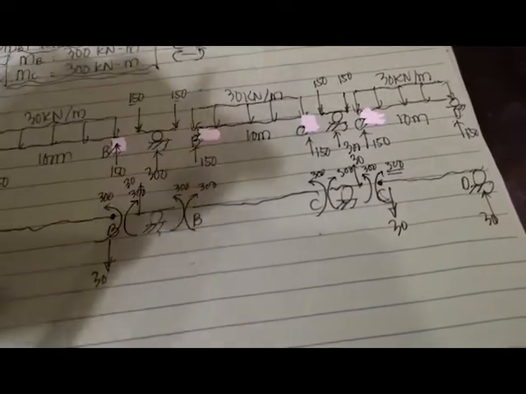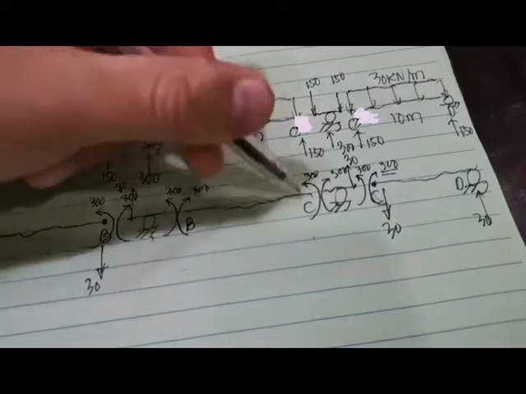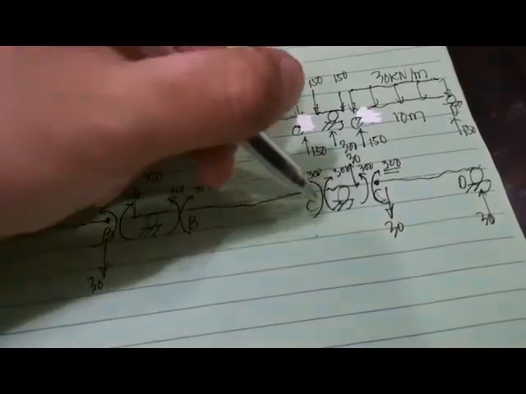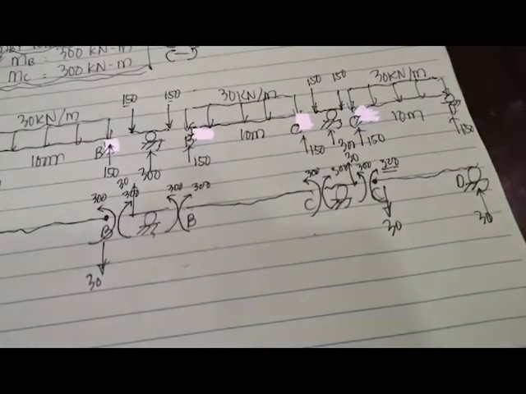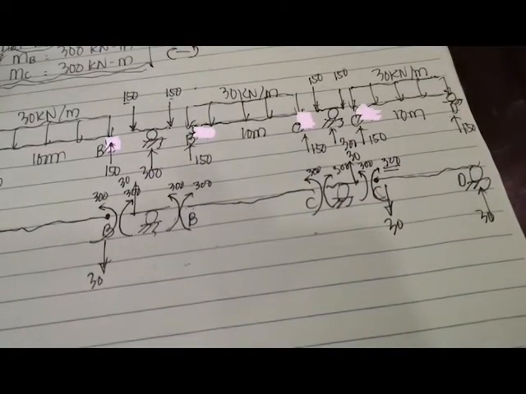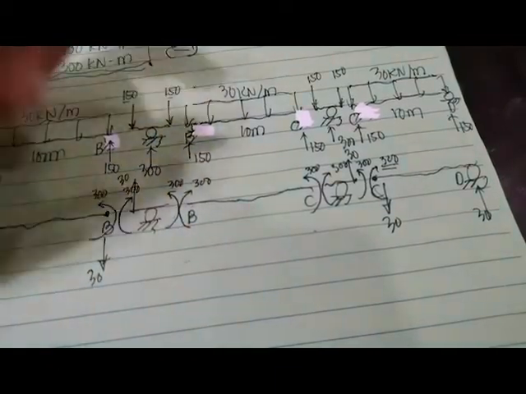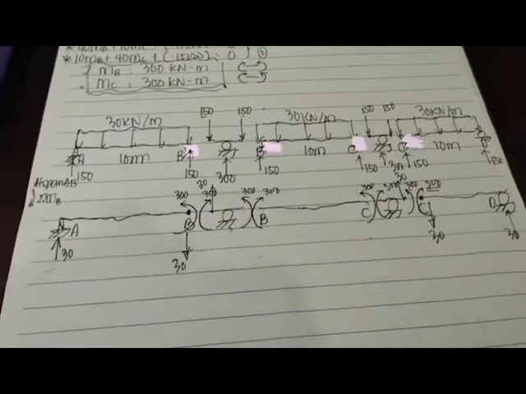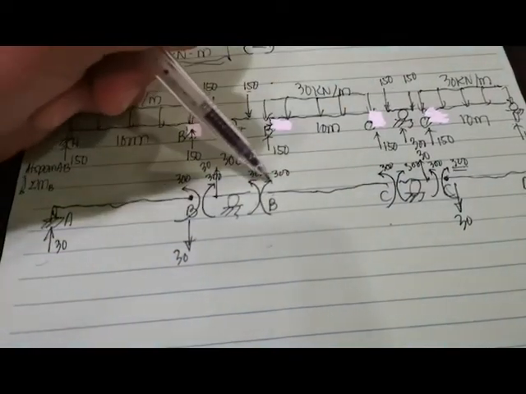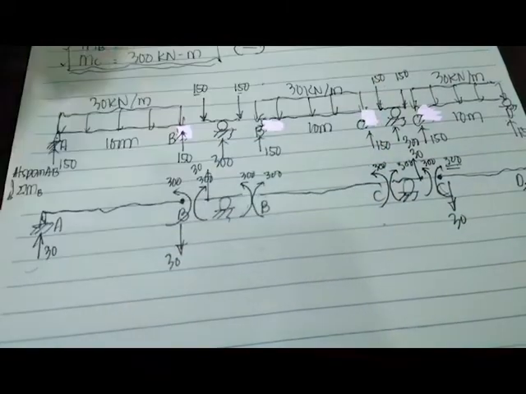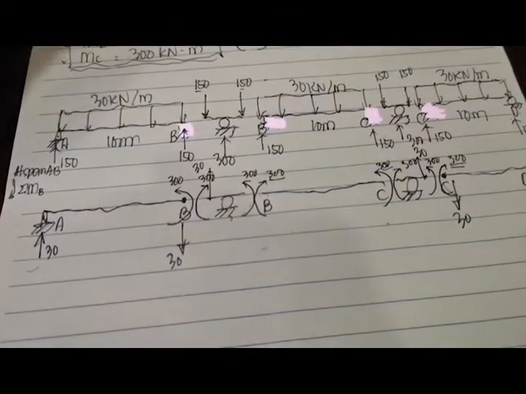So how about here? Kamusta at span BC? Since at span BC, we have both 300 kilonewton meter moments, if we isolate your span BC, so 300 kilonewton meter plus 300 kilonewton meter clockwise moment minus 300 kilonewton meter counterclockwise.